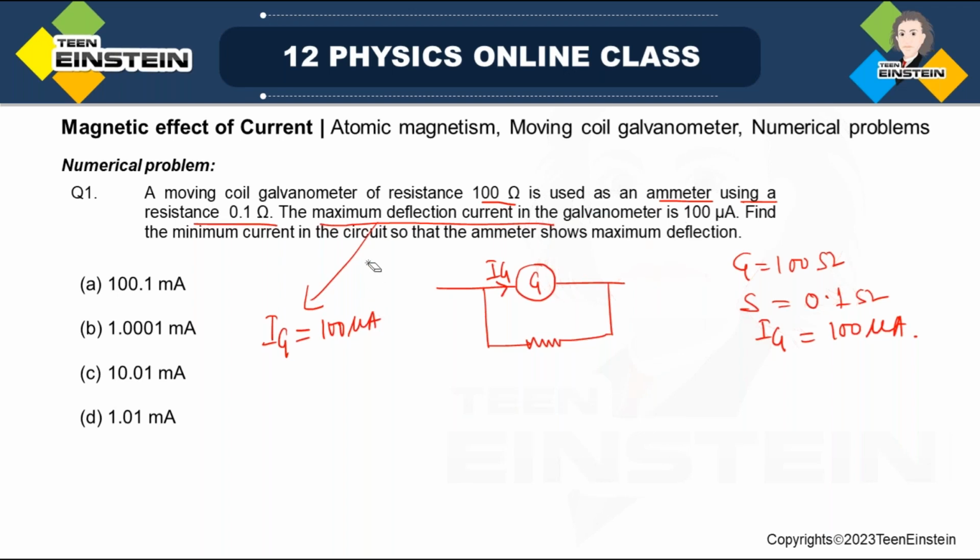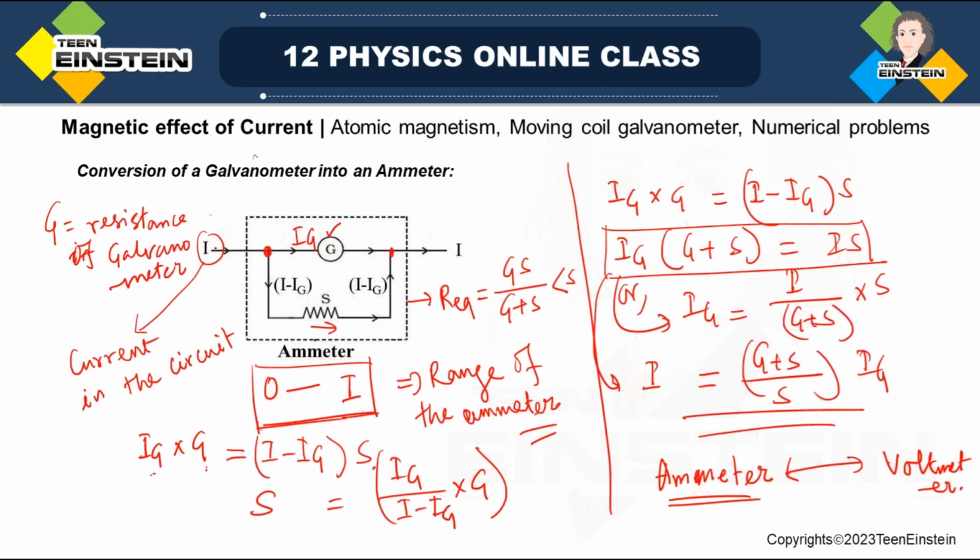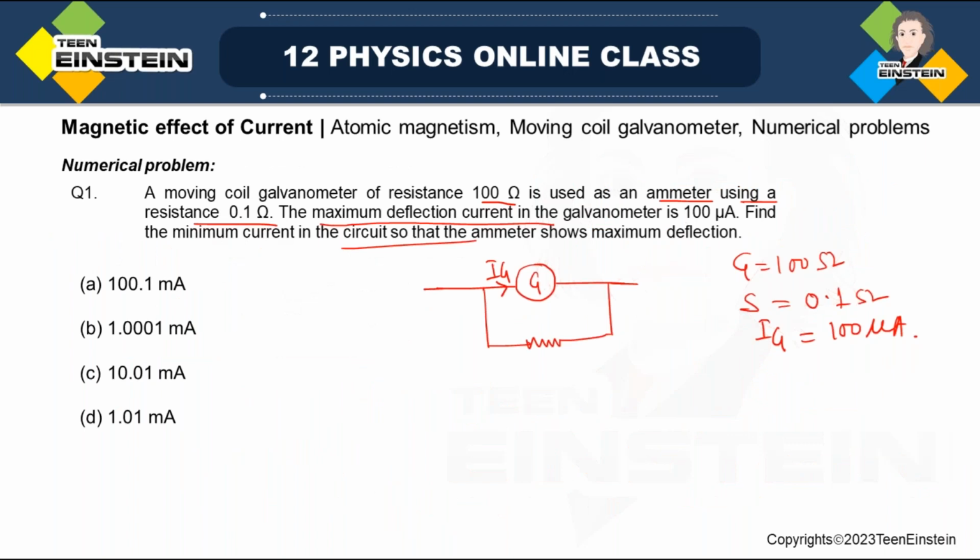So what is the question asking? What do you have to calculate? What is the current in the circuit? The current in the circuit is I. So here the current in the circuit I is what we have to actually calculate.